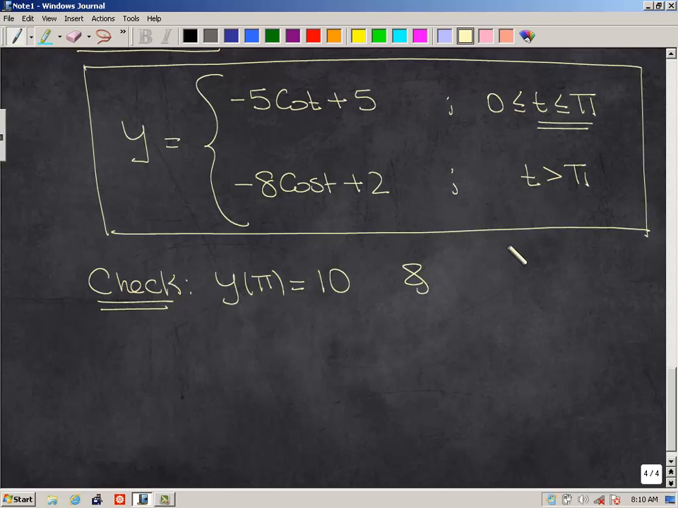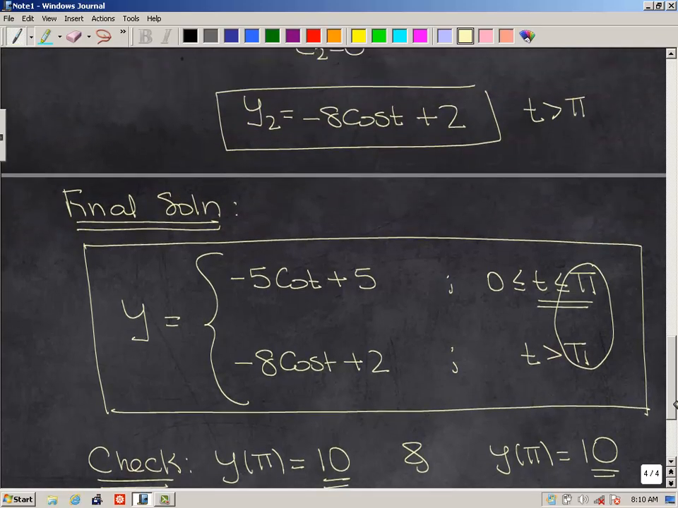But let's use the second one and see what happens. What is the value at pi if I use the second function? Cosine of pi is minus 1, negative 8 times minus 1 is 8, 8 plus 2 is what? 10. So you can see the solution has the same value at the point where the discontinuity is. So the solution is going to have no gaps. It's going to be nice and continuous, okay? Which is really important when we solve differential equations.